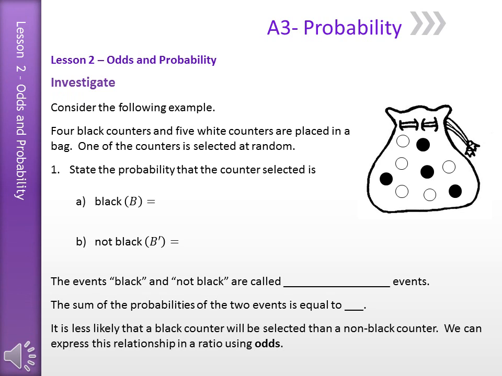Lesson 2, Odds and Probability. Consider the following example. 4 black counters and 5 white counters are placed in a bag. One of the counters is selected at random.